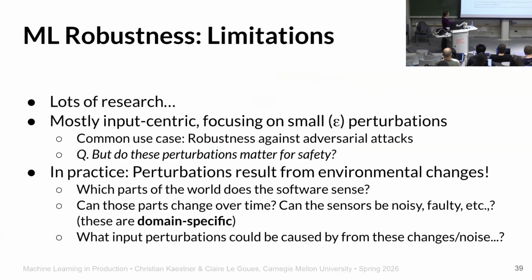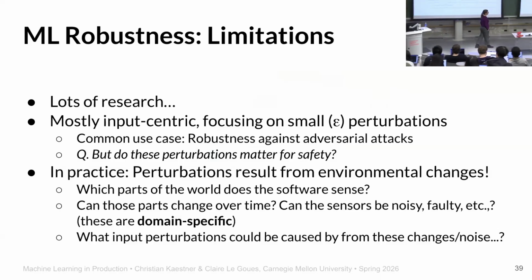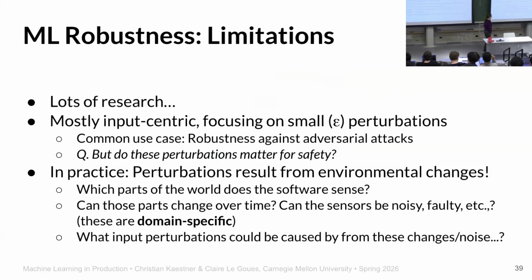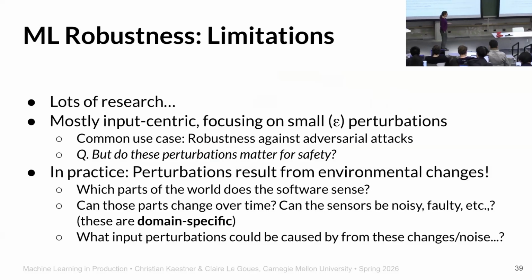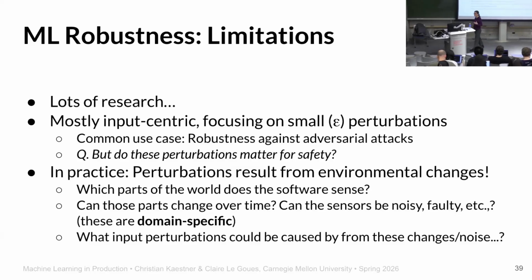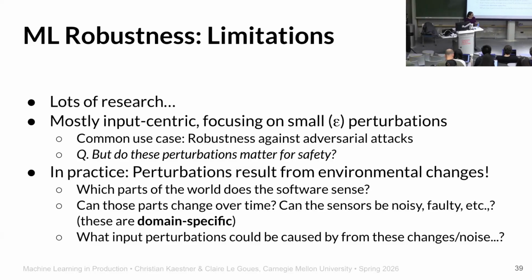Lots of research on this. It's mostly input-centric. The common use case is to look at robustness against adversarial attacks. My question for this lecture is, to what extent do the perturbations that are being evaluated matter for safety? The question is, which parts of the world is the software interacting with and what does it sense, and can those parts change over time? These are all, again, domain-specific questions. If you're going to be concerned about robustness, the concern should be focused more on the domain and what kinds of domain assumptions inform the types of environmental changes that might happen that would be interesting to the safety of your system.